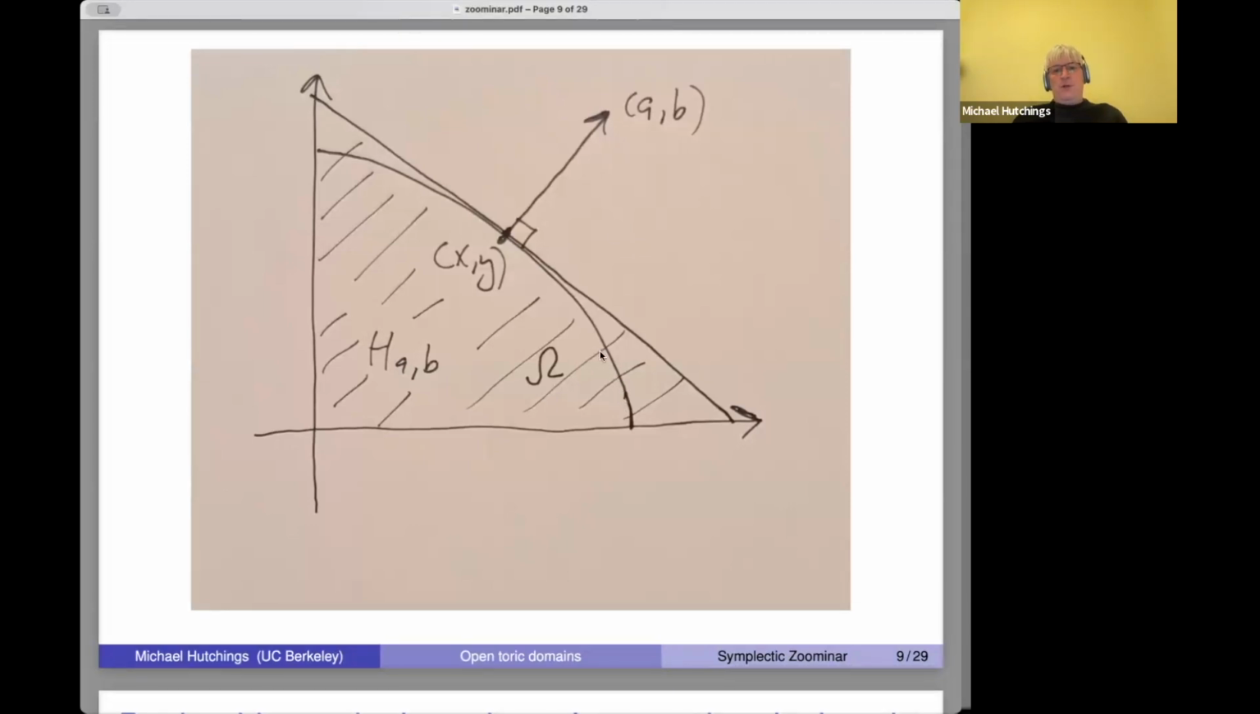Can you see my cursor when I move it around on the screen? Yeah, okay, good. So here's Omega. This is the boundary of Omega. This is the vector (a,b). So what you do is you take a line perpendicular to this vector (a,b), and you move it down until it touches the domain where it's tangent. It's tangent at some point (x,y), and that (x,y) is the point that realizes this maximum. And then we just take the inner product of (a,b) with (x,y).